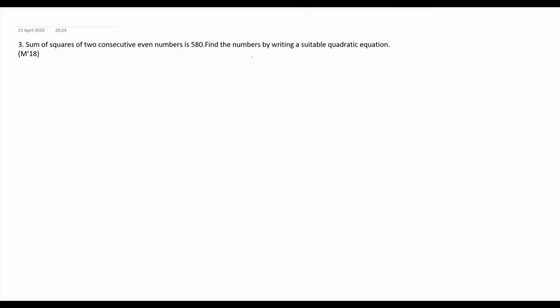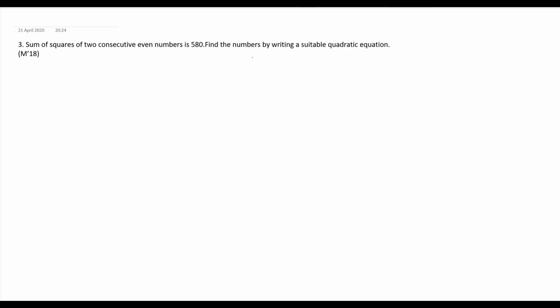Here's a third question. Sum of the squares of two consecutive even numbers is 580. Find the numbers by writing a suitable quadratic equation. This was given in the March 2018 board exam paper. So it is similar to our second sum, where in the second sum it was two consecutive positive even integers, they just changed it to consecutive even numbers.